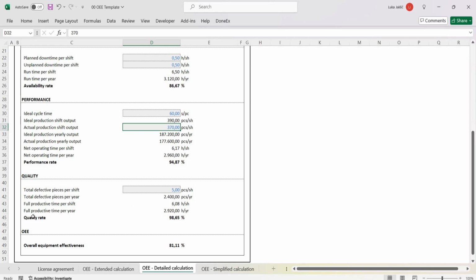The quality rate is calculated by dividing the full productive time per year by the net operating time per year and multiplying by 100, giving us a quality rate of 98.65%.